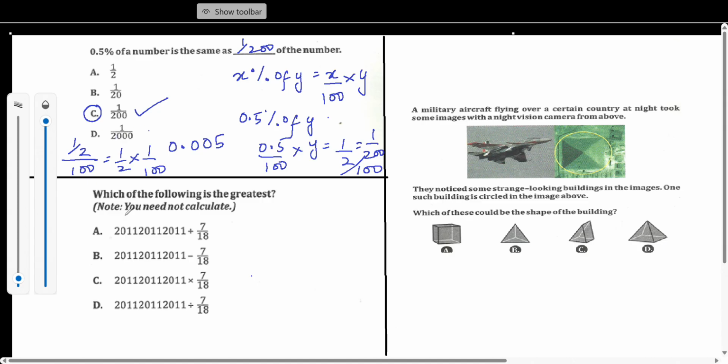Now, going to the question on the right. A military aircraft flying over a certain country at night took some images with a night vision camera. They have circled it here. They noticed some strange looking building. One such building is circled in the image below. What could be the shape of the building?